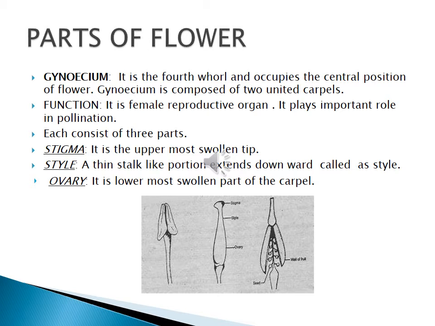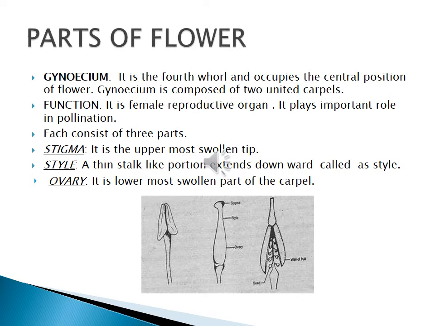The uppermost swollen top region is called the stigma. The style is a thin stalk portion extended downward. The ovary is the lower swollen part of the flower. In the ovary, many ovules are present which ripen into seeds. The ovary plays an important role in pollination. Students, you can see the diagram of the gynoecium: style, stigma and ovary.